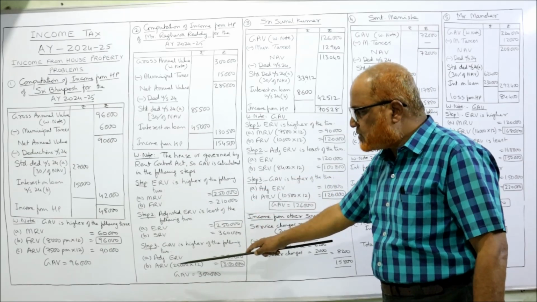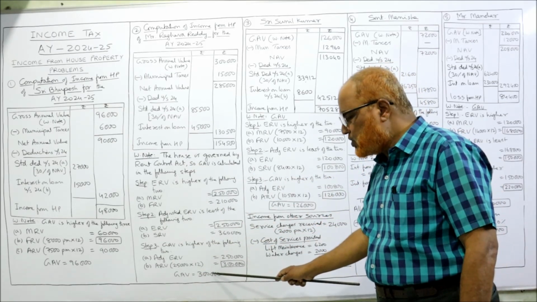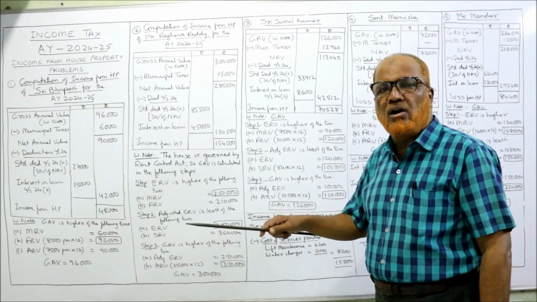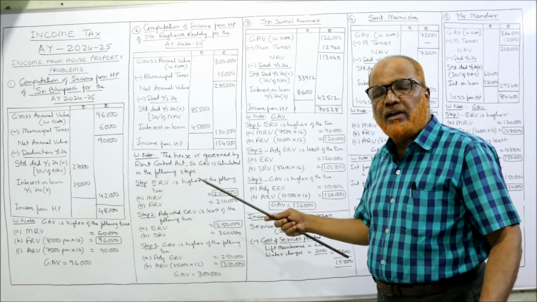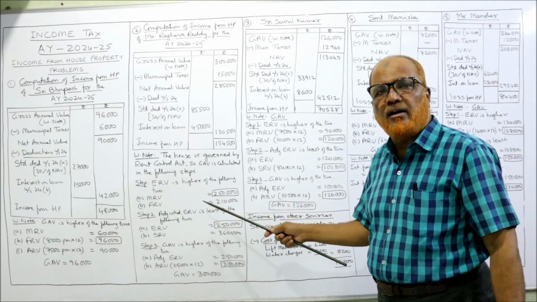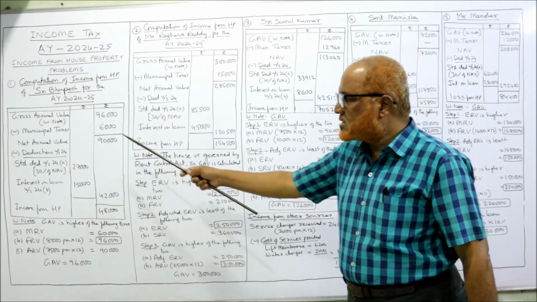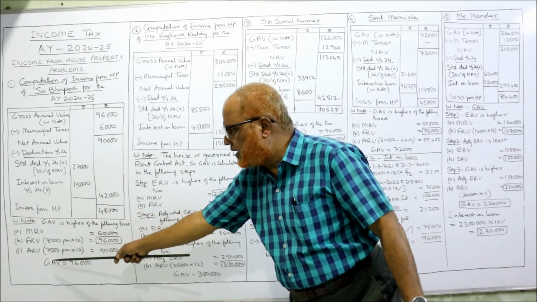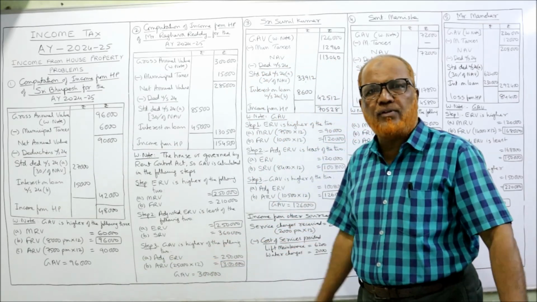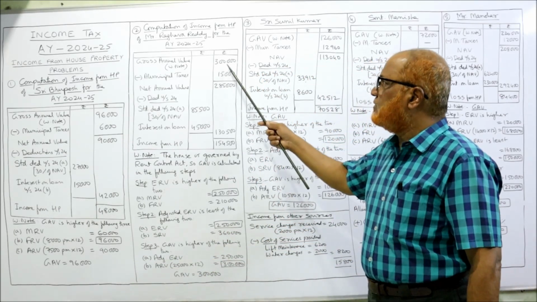Remember, these 3 steps we will follow to calculate GAV. If the house is governed by Rent Control Act, when can we know? If standard rent is given. That's it. Here standard rent is not given, so directly higher of the following 3 we have taken. That is the difference. Now 3 lakh is the GAV.